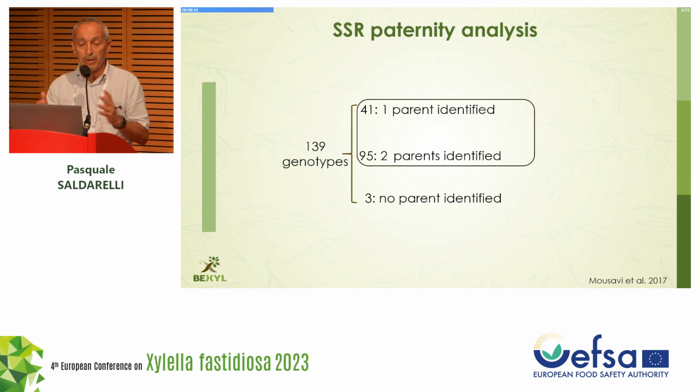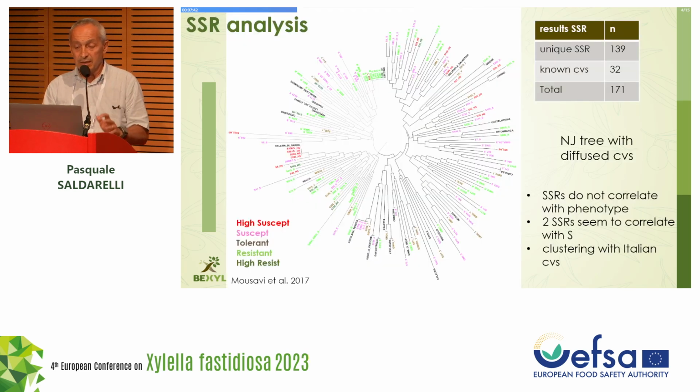We started to collaborate with geneticists, and we did a simple sequence repeat paternity analysis on 139 genotypes, of which we were able to identify the two parents of 95 of them and one parent of 41 of them. Only for 3 of them were we not able to identify any parents.